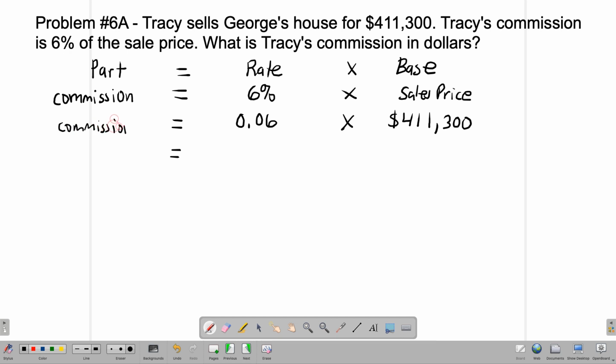It's just a matter of rewriting the equation. Okay, so we multiply the value 411,300 times 0.06, and it says that Tracy walks away with a commission of $24,678. And this is what we wanted to show for problem 6A.